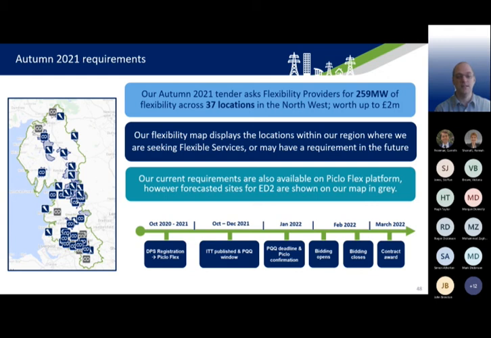If you're interested in this, then go on our flexibility map, go on our current requirements page. There's a timeline of the requirements at the moment. We're looking for people to register their assets by January, and then they can go into the bidding sections between January and February, with a final contract award within March. The requirements are for going from the winter of 2022 all the way through to 2024.